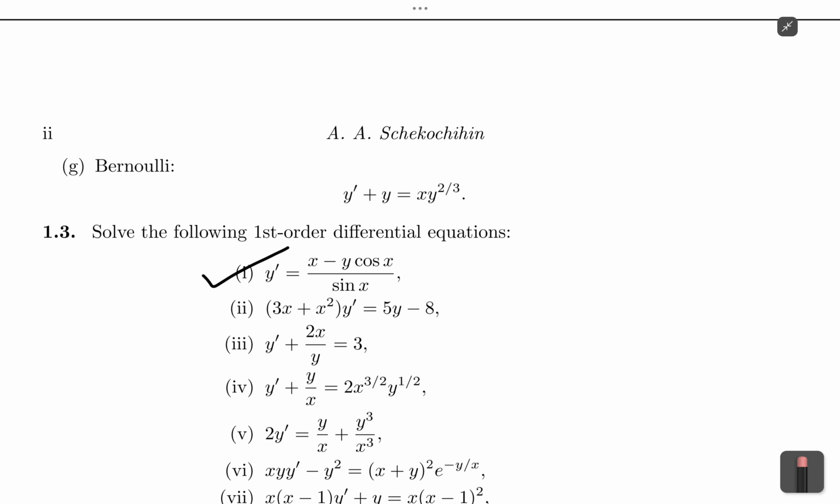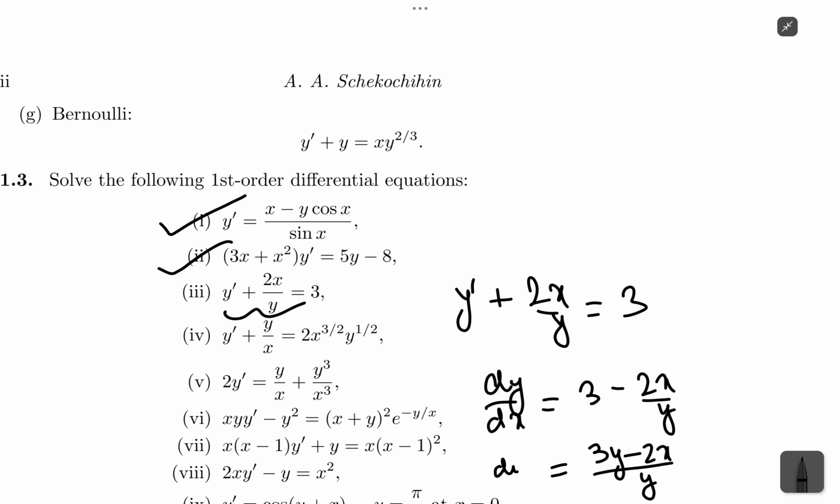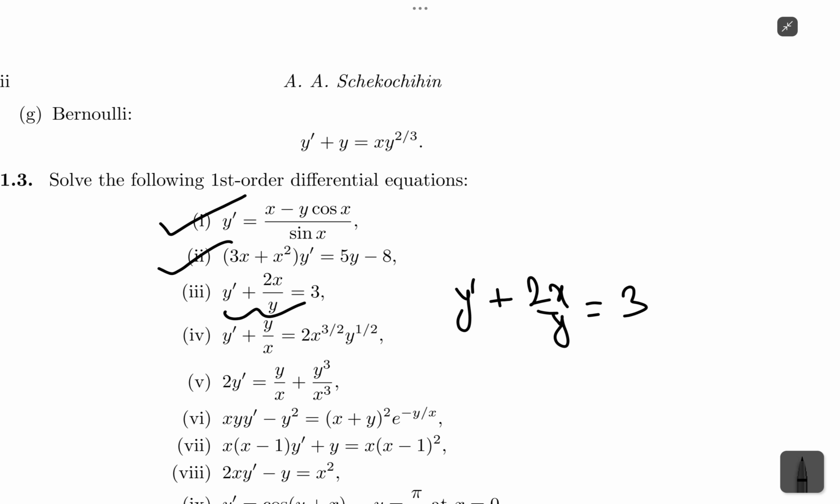Okay, how about this one? Well, again we have y dash plus 2x by y is equal to 3. Okay, this time it looks like a linear differential equation, but I'm not sure how we have to solve it. So dy by dx is (3y minus 2x) upon y. Oh, all right, so this is homogeneous, right?